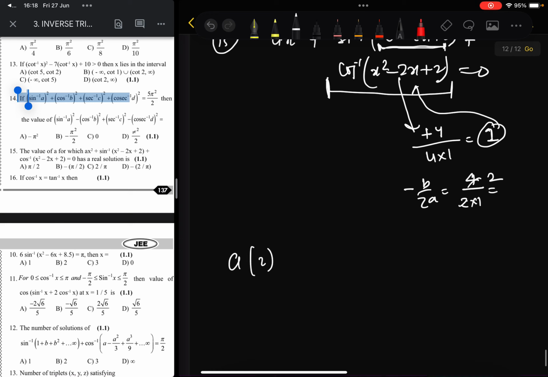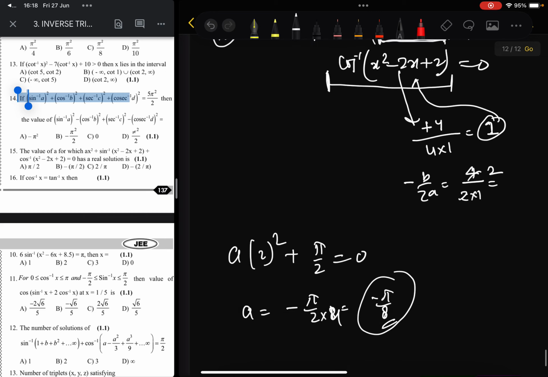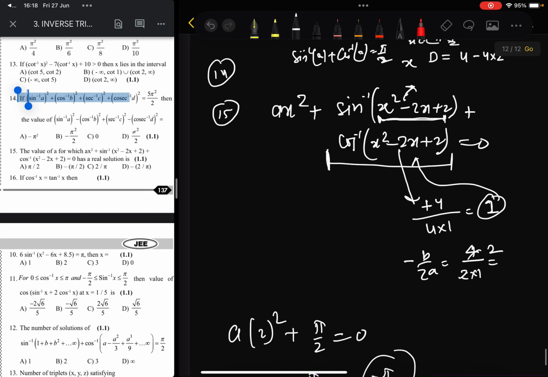So a into the square plus this will give pi by 4 plus pi by 4, pi by 2 equals to 0. So a is equal to minus pi by 2 divided by 4. So minus pi by 8 is the answer. Right? So for x equals to 1, both will give 1.